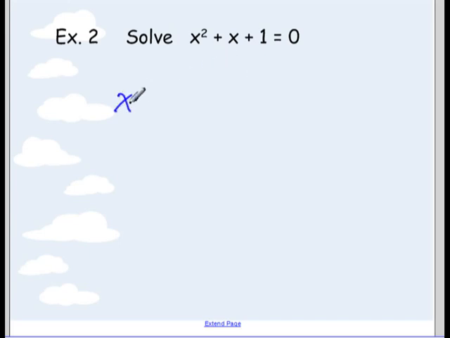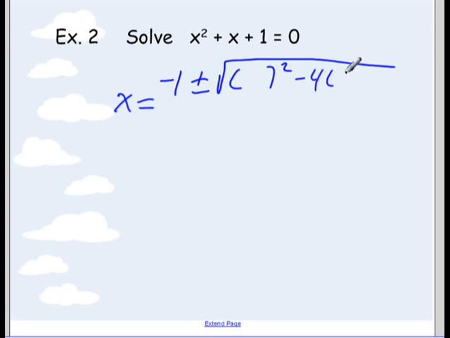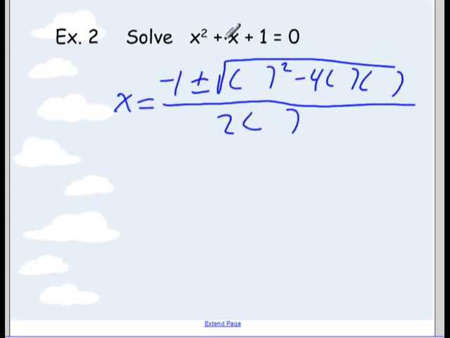Okay, so quadratic formula says it's negative b, so that's negative 1, plus or minus square root of b squared minus 4ac. I like to write it all out with parens so I don't mess things up. So b squared, b is 1. So that's 1 minus 4a, a is 1, times c. And then 2a, a again is 1. Okay, so now let's simplify and see what happens.